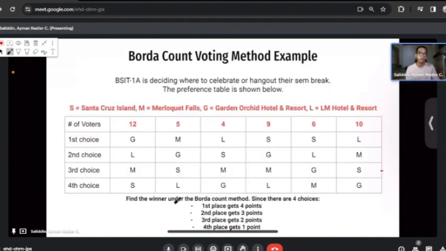So let's go ahead and give you an example. In this example, BSIT 1A is deciding where to celebrate or hang out during their sem break. The preference table is shown below. S for Santa Cruz Island, M for the Falls, G for Garden Orchid Hotel, and L for LM Hotel and Resort. Here is our table. Like I said, first place gets 4 points, second 3, third place 2 points, and lastly, fourth place gets 1 point. So let's find the winner under the Borda count method.